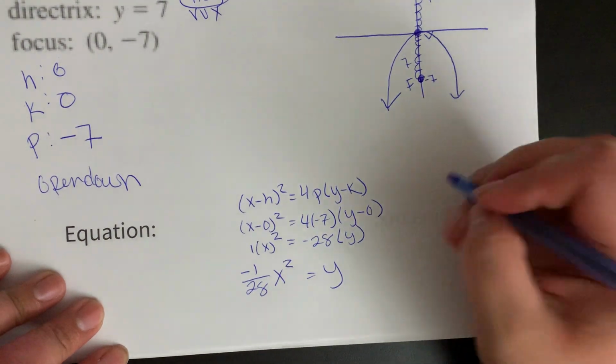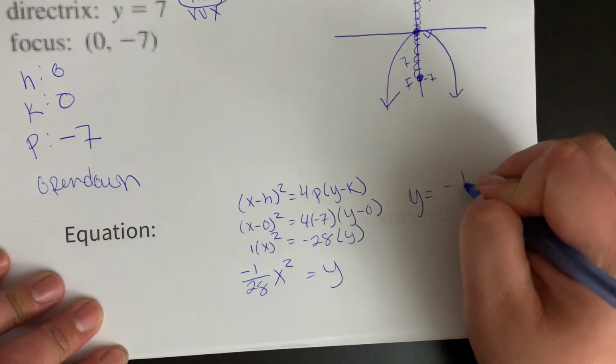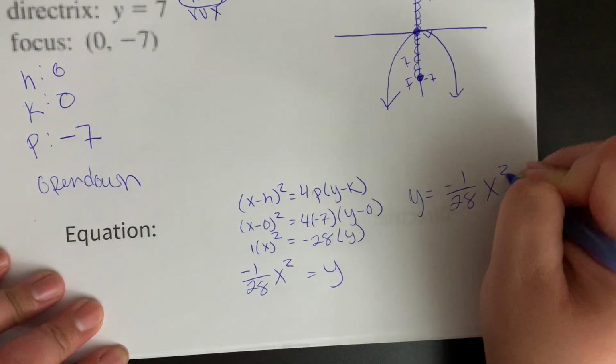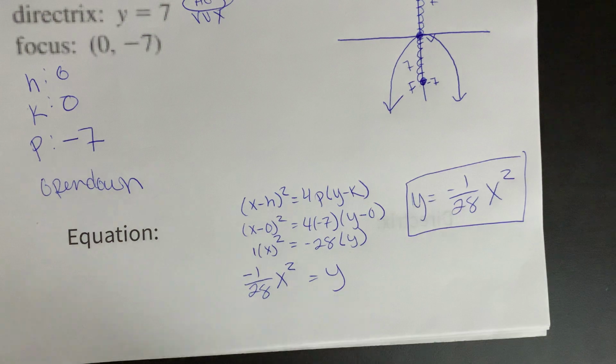And then obviously I like the y on the left side. So let me just go on ahead and fix that. So that would be your equation for the parabolic function for that one. All right, moving on.